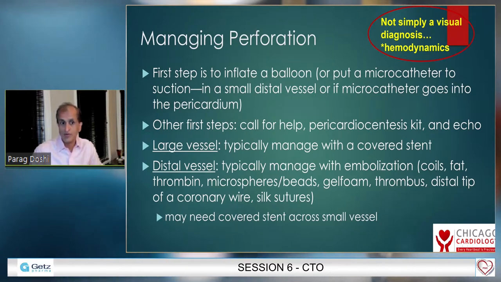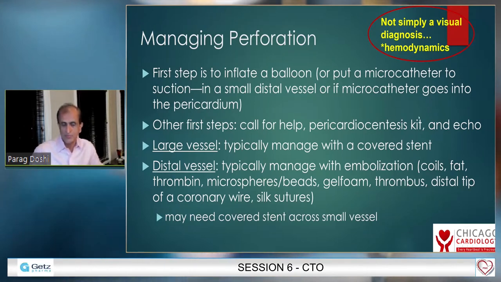Here, the first step, you call for help: start calling for the surgeon, see if you have another operator, get the pericardiocentesis kit open and call for the echo. While you are doing it, you may have to do the pericardiocentesis. In a large vessel, you can typically manage with a covered stent. In the distal vessel, you may have to embolize either with coils, fat, thrombin, or microspheres. You can also use gel foam or the distal tip of a coronary wire. You can also use tiny pieces of silk sutures.